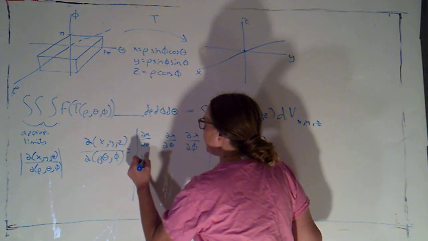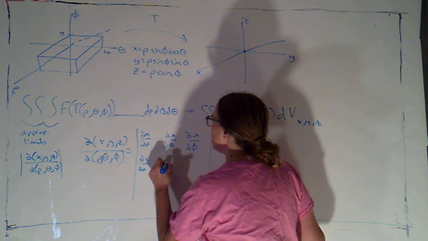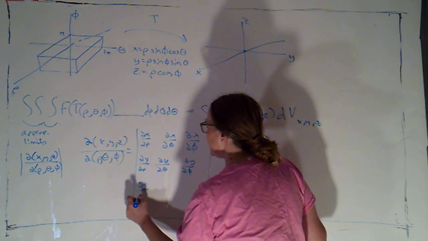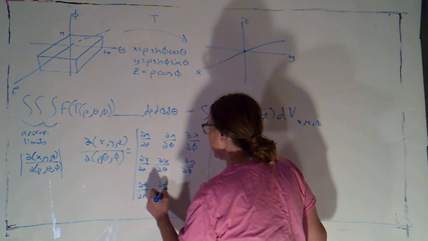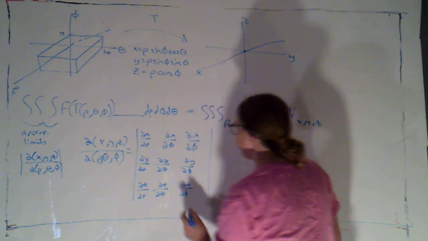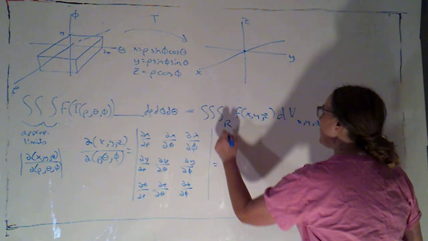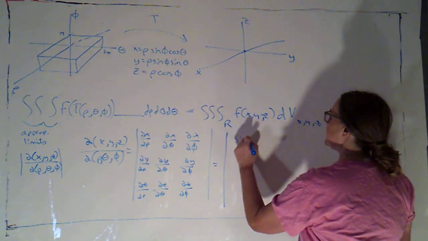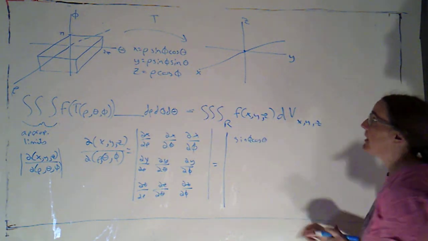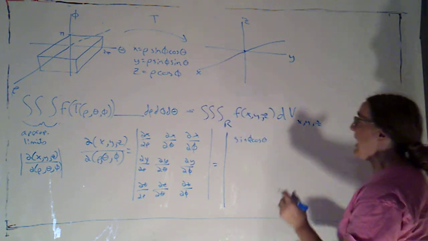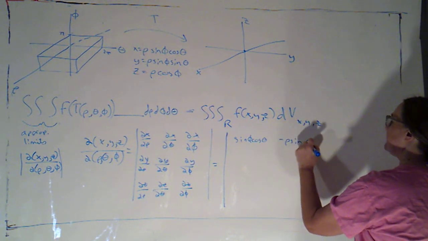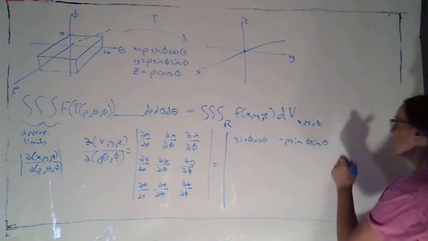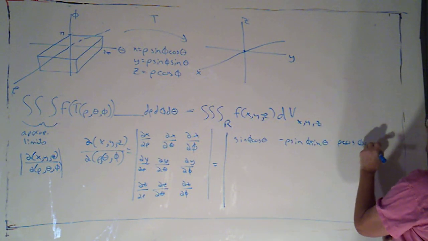Okay, so then we'll have partial y partial rho, partial y partial theta, partial y partial phi, partial z partial rho, partial z partial theta, partial z partial phi. Okay, so let's write out what these are. The partial of x with respect to rho is just sine phi cosine theta. The partial of x with respect to theta is going to be negative rho sine phi sine theta. And the partial of x with respect to phi is going to be rho cosine phi cosine theta.